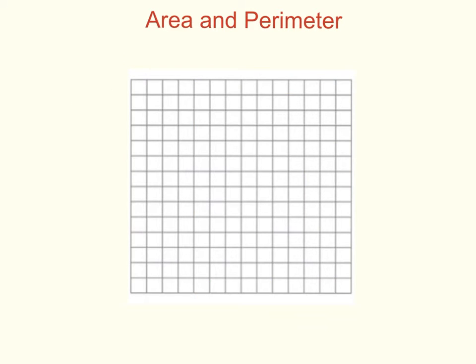Now to find perimeter of an object, this is how you do it. I'm going to draw a rectangle here. Perimeter is the distance around the object. So imagine that you were building a fence maybe, and this is your backyard, and you have to build a fence around the outside. You don't want to build inside. That's not good. You want to go around.